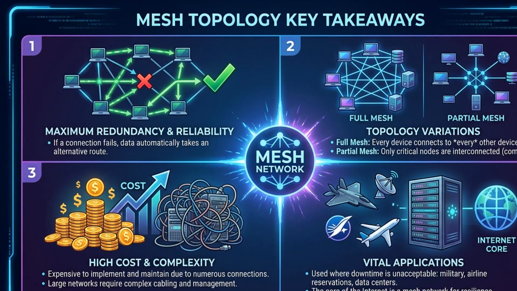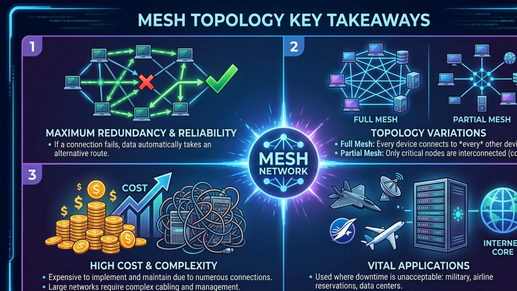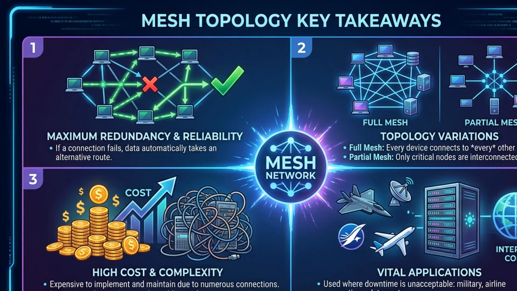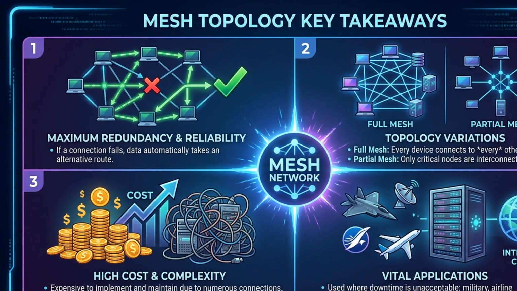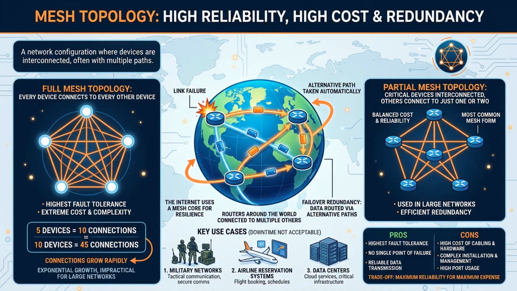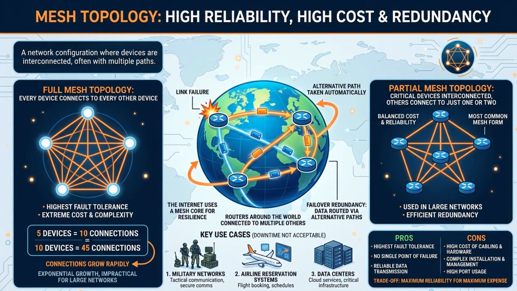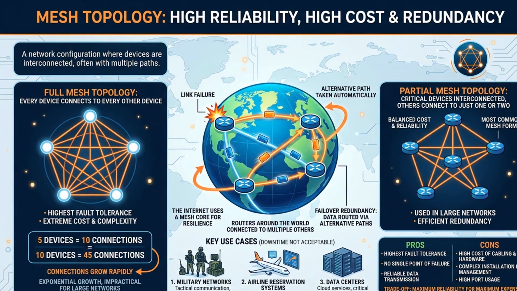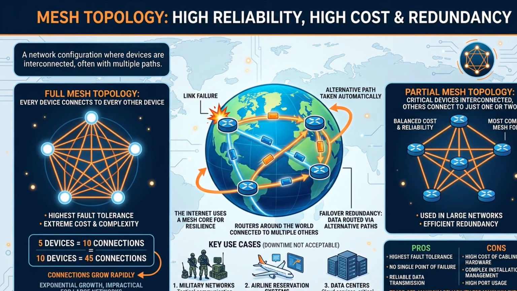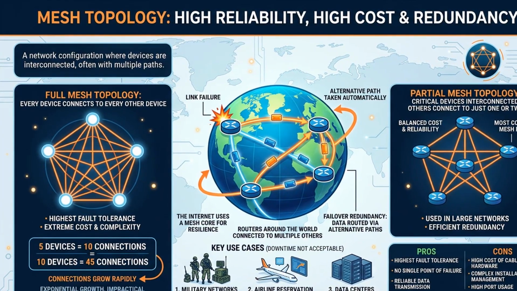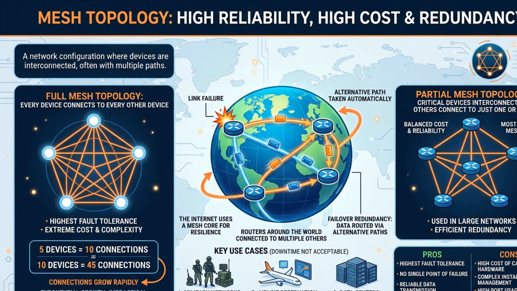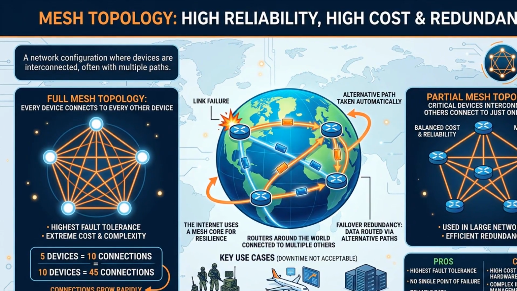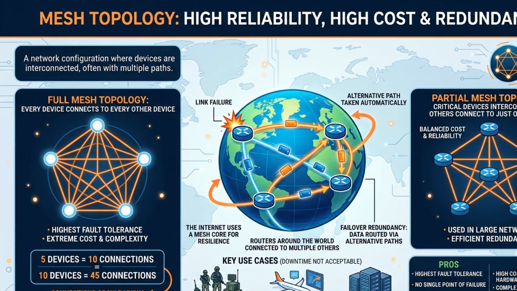The Internet itself uses a mesh topology at its core. Major routers around the world are connected to multiple other routers. If one connection fails, data can take an alternative path automatically. This is what makes the Internet so resilient. Mesh topology offers the highest level of fault tolerance and redundancy. It's used in military networks, airline reservation systems, and data centers where downtime is not acceptable. The trade-off is high cost and complexity.